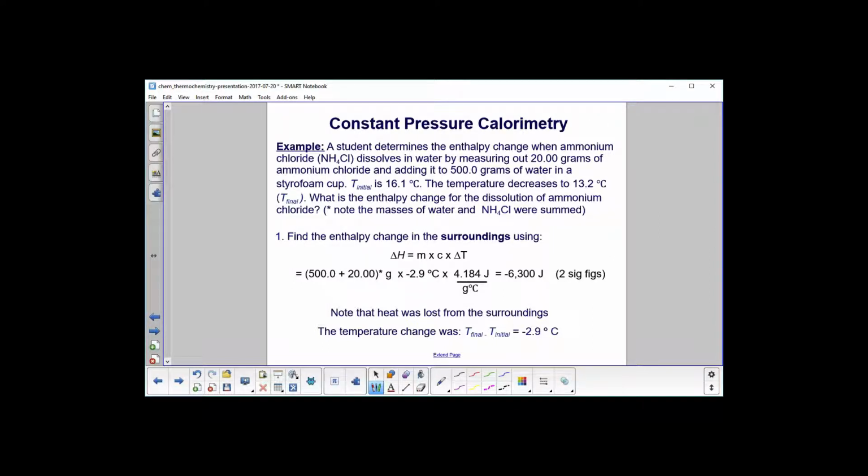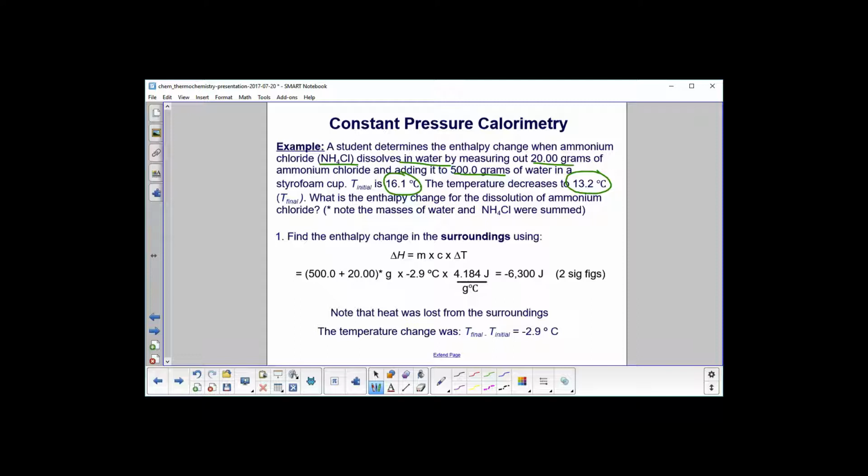A student determines the enthalpy change when ammonium chloride dissolves in water, and the way he does it is he measures out 20.00 grams of ammonium chloride and he adds it to 500 grams of water in a styrofoam cup. The initial temperature of the aqueous solution is 16.1 degrees Celsius. The temperature decreases to 13.2 degrees Celsius, which is T final. What is the enthalpy change for the dissolution of ammonium chloride?